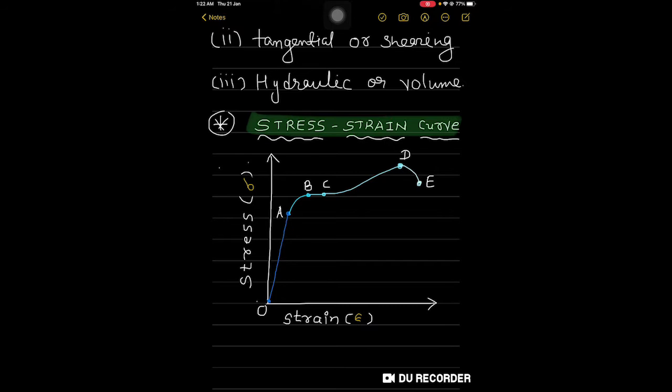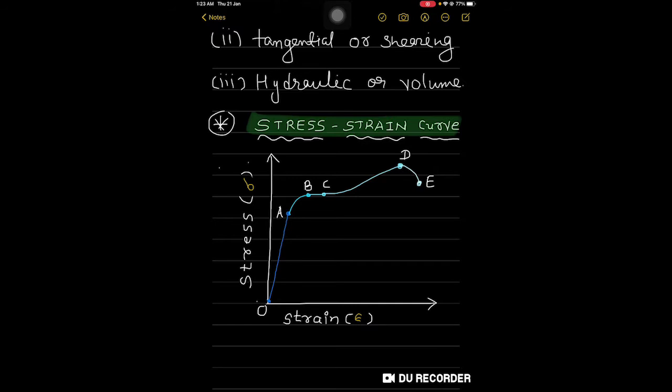Initially, when we studied elastic nature, it is the nature where some deformation is produced due to an external force, but when that force is removed, the object regains its original position. That type of material is known as elastic material, and here it will behave with elastic nature.